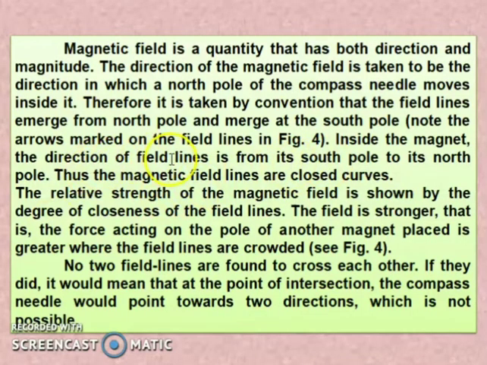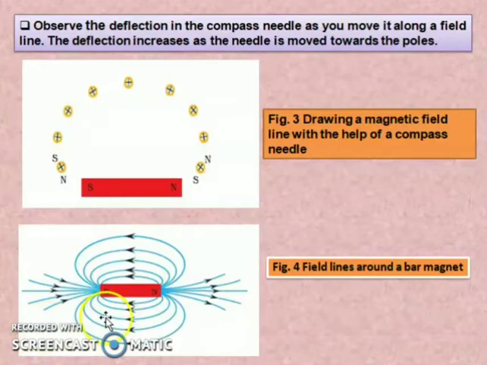Inside the magnet, the direction of field lines is from the south to the north pole. Thus, the magnetic field lines are closed curves. Now, you can see the magnetic field lines here. Outside the magnet, what happens? The field lines move from north to south. But inside the magnet, they move from south to north. So, outside it is north to south, and inside the magnet it is south to north.